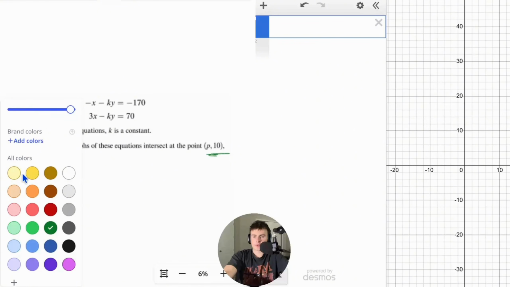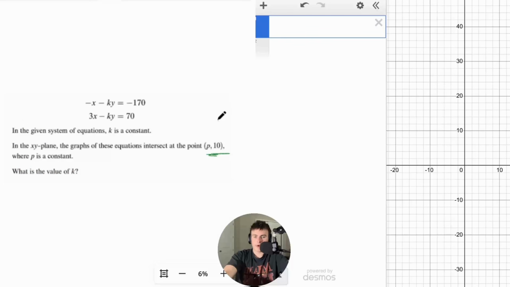Okay, so let's look at this point here. The y value of it is 10, so that's pretty important. But we have a system here, so I'm going to plug these both into a list, right? Because my whole goal here is to estimate for k. And we have two equations, so I'm going to use a list.